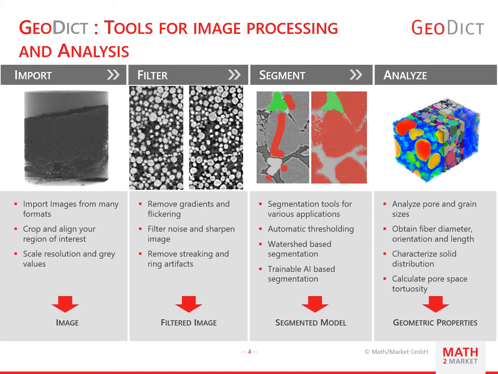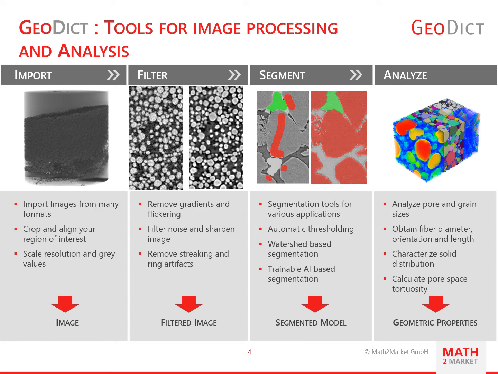Here is a short overview of the image processing workflow with GeoDict. Starting from the left, we can import files from many different file formats. And if there's one file format we may not support, you can just contact us. We will probably implement it. You can crop your region of interest, you can align it, and you can also scale the resolution of the image. For example, if you have a FIB-SEM image where the Z slices are not uniform to the X and Y slices, then you can change it. And you can also scale the gray values, of course.